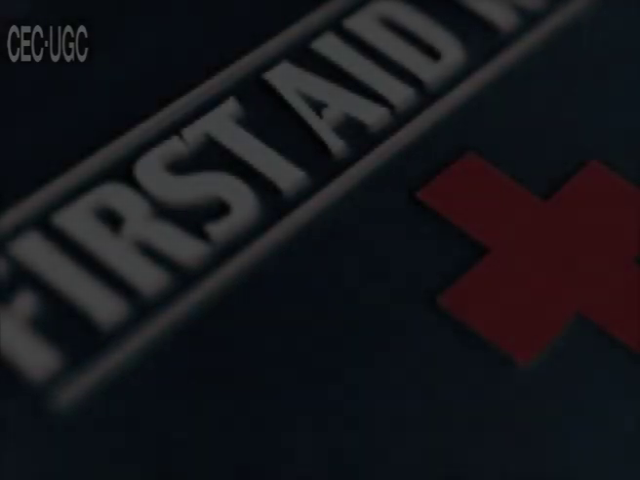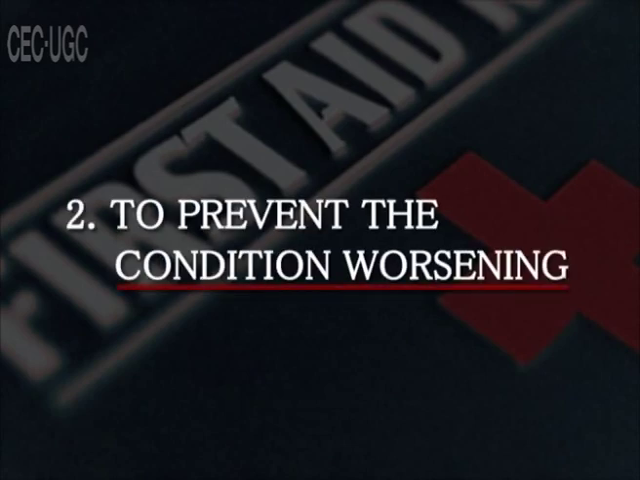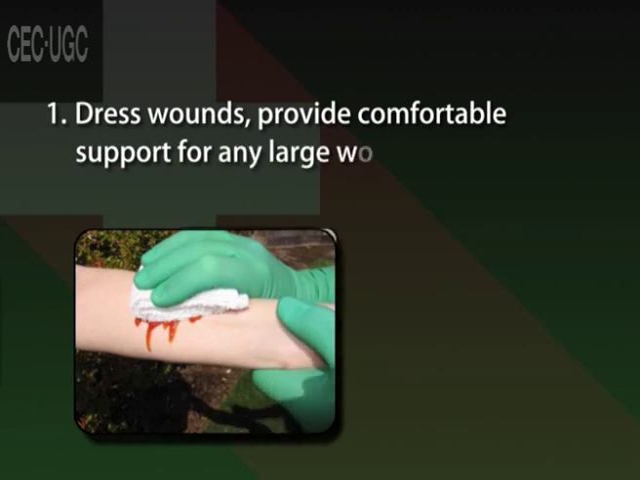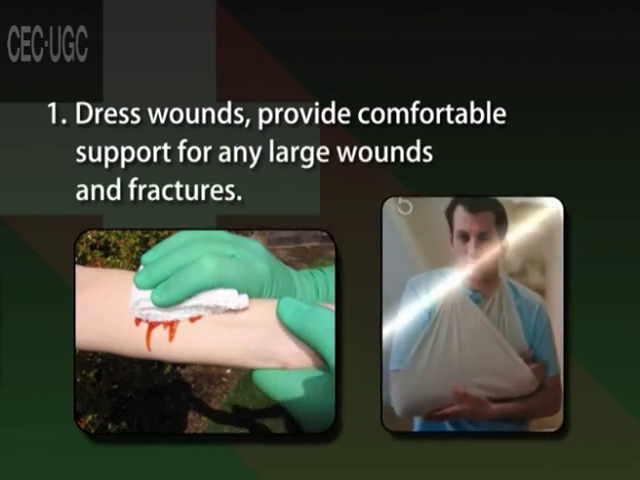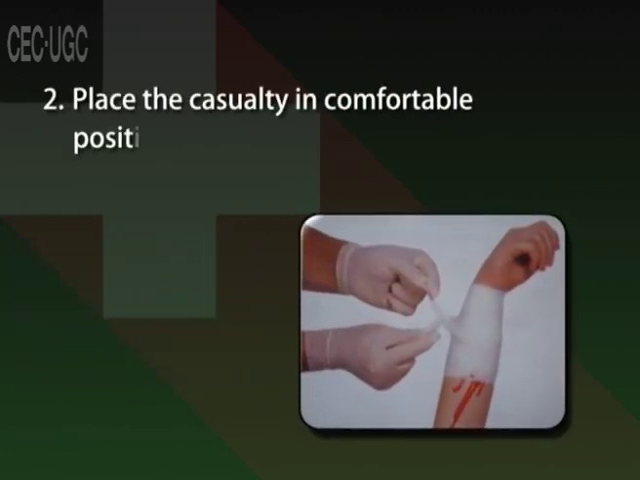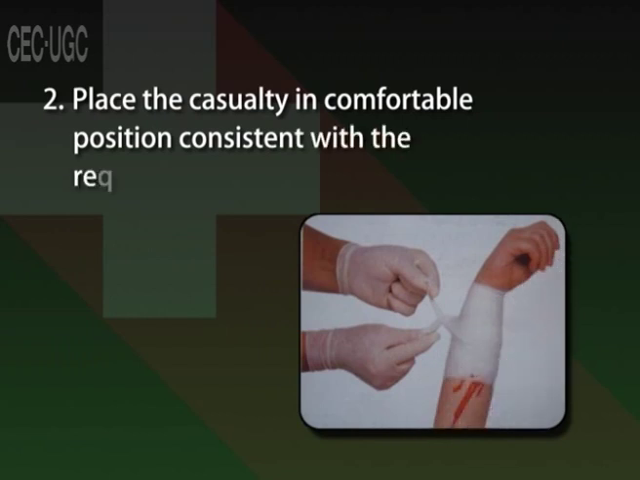The second scope of first aid is to prevent the condition worsening. Number one, dress the wounds, provide comfortable support for any large wounds and fractures. Number two, place the casualty in a comfortable position consistent with the requirements of treatment.